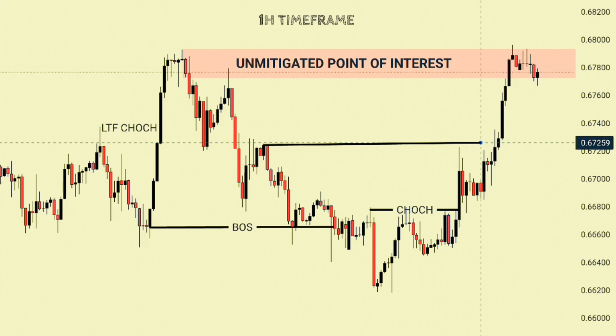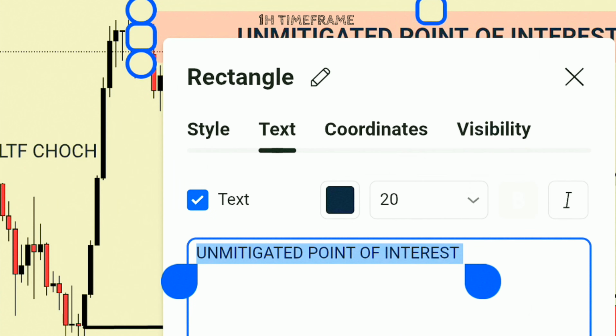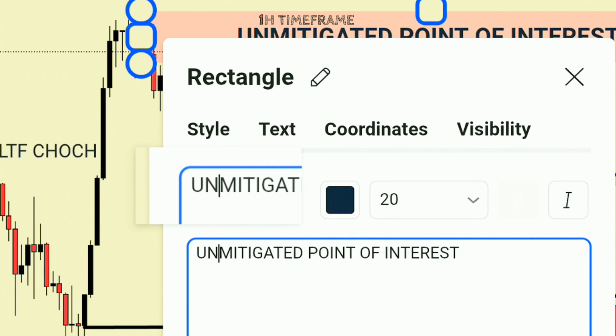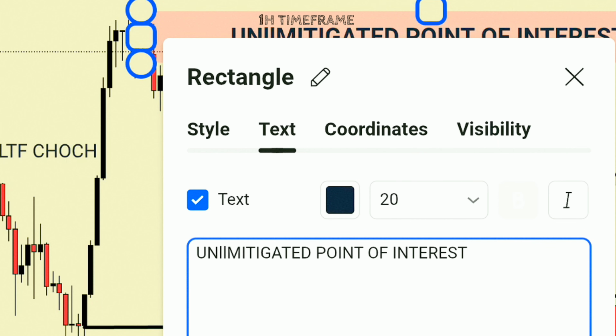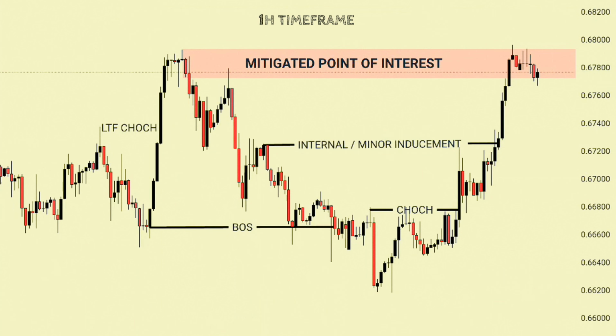Internal or minor inducement refers to the small liquidity pools created inside the structure before the main move happens. On this chart, after the break of structure, price forms a short consolidation and a shallow pullback. This area encourages early buyers to enter, believing the market is continuing higher, and it also invites sellers to place tight stop losses just above these internal highs.